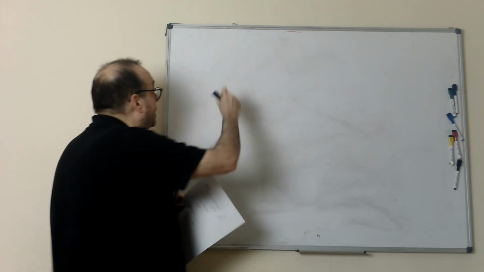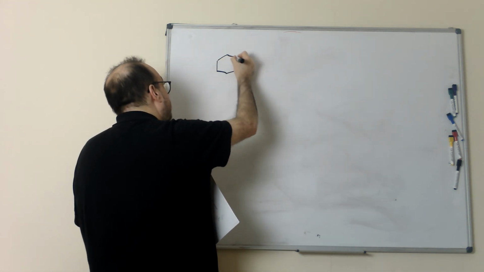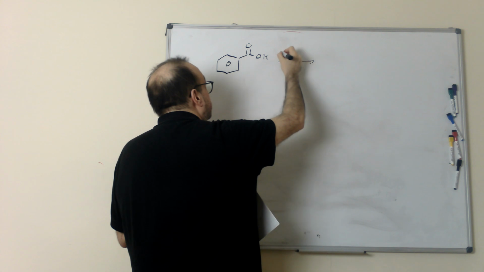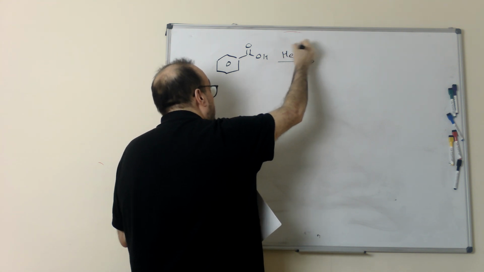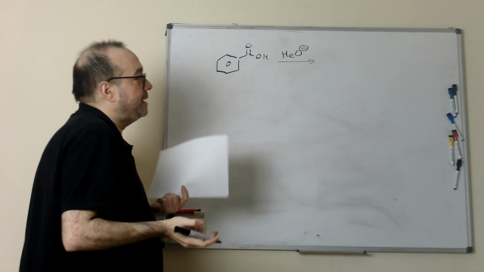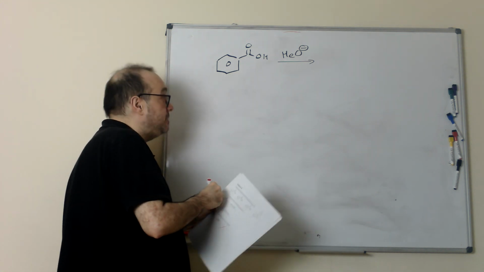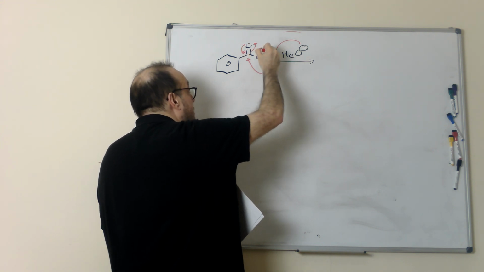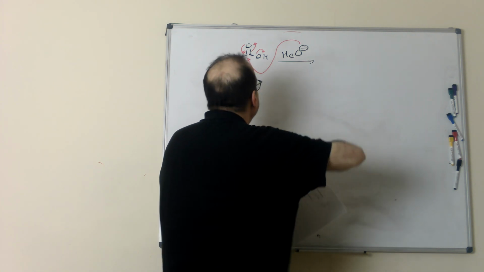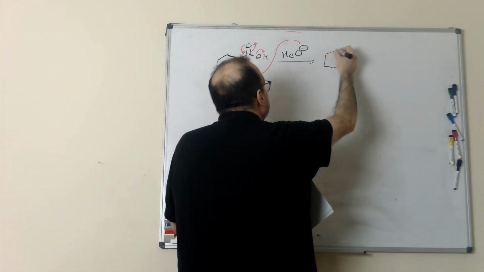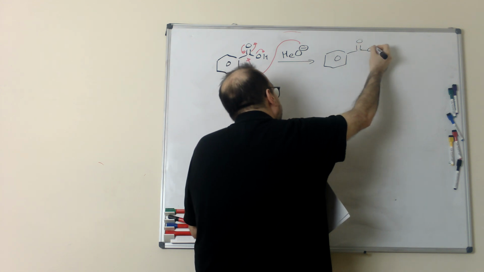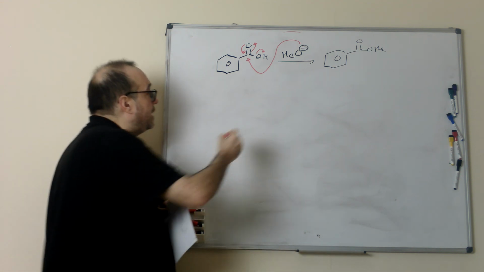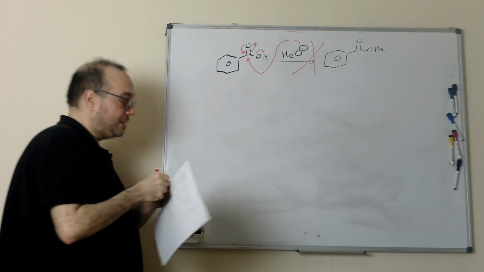Why didn't this reaction take place? We have here a carboxylic acid. We treated this with methoxide. Okay? Why didn't this reaction take place? What we could expect is this: it attacks the carbonyl group, addition, elimination, and what we get is the formation of the ester. But this reaction will not take place. Why? Why is this not happening?